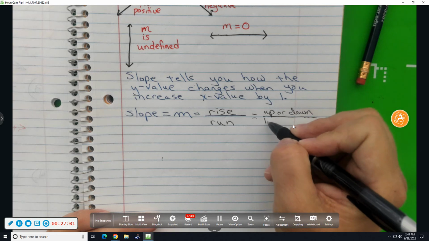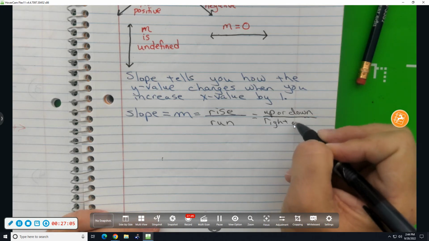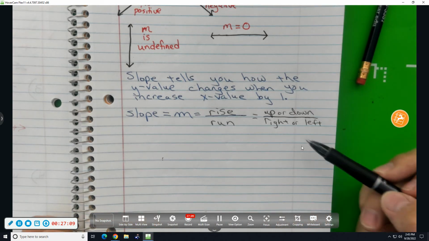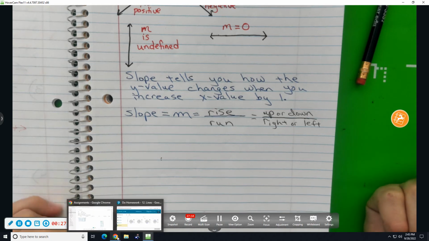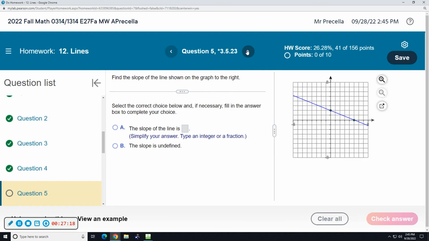Right or left. I always say vertical movement over horizontal movement. And to demonstrate what we mean by that, it's not that involved, so don't panic. It's one of those problems you can sort of do without actually writing anything down.